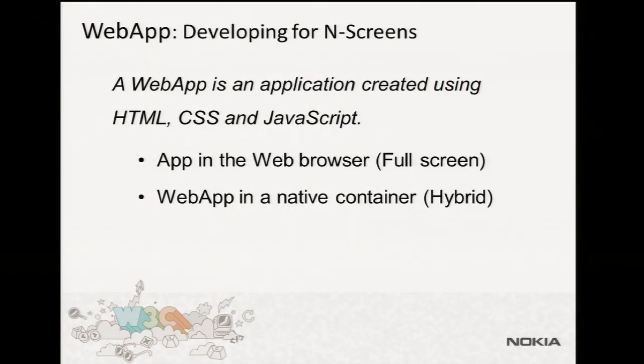So what is a web app? A web app is basically an application created using standard web technologies. And there can be 2 types of web app. An application which is on a web browser, possibly a full screen web browser. And then the second kind of app is the same application which is rendered using a web browser, but inside a native container, which is also called a hybrid application. So here you use the same technologies, but you have a native container which is wrapped around your web app, and which allows you to distribute your web app more easily.